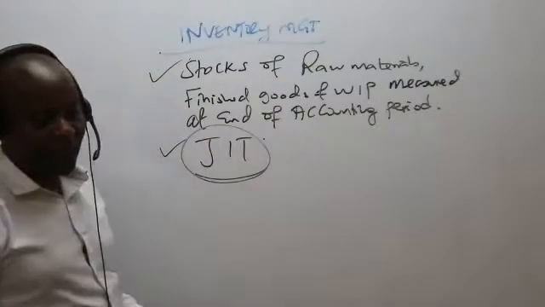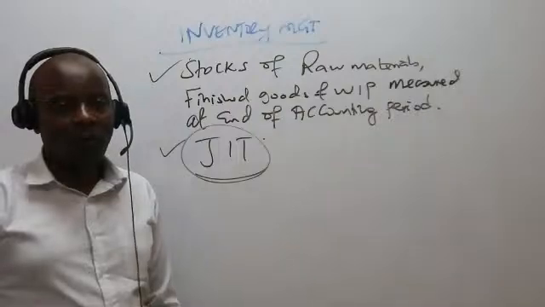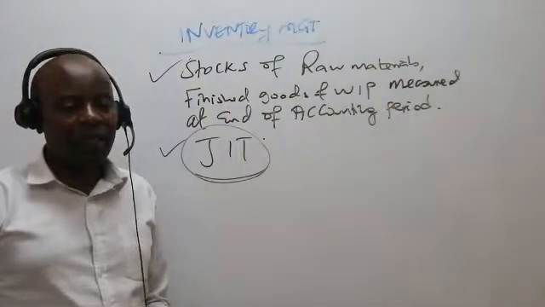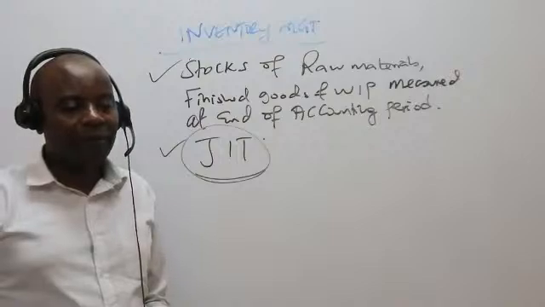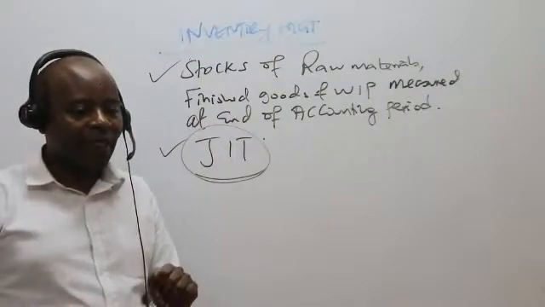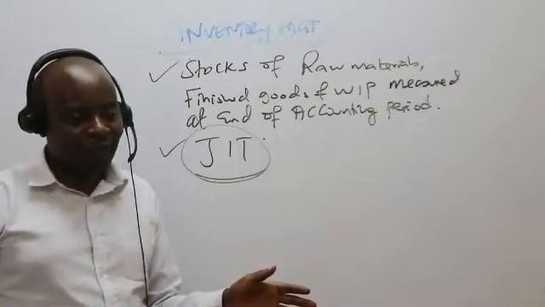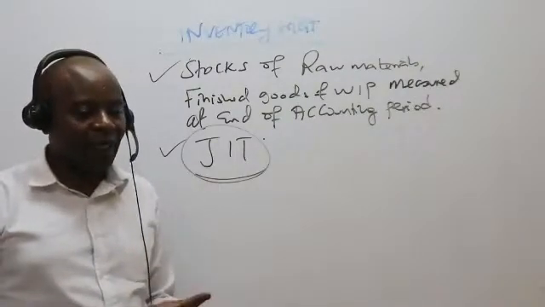The JIT, just-in-time system. Just-in-time system, no closing stocks, I like that. No opening stocks, of course, no storage cost, I like that. There are no stores, basically.